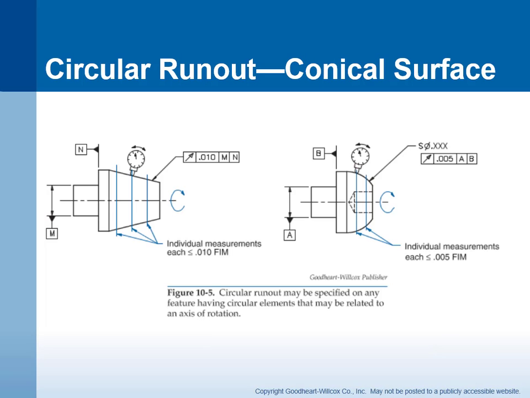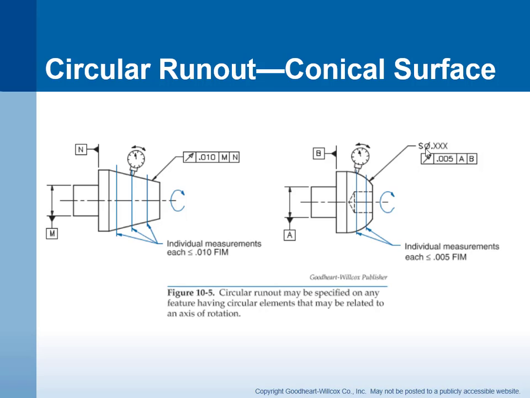Here's how we would check circular runout on a conical surface. We would chuck this up by datum M, and in this case we have two datums. We have to chuck it up by this diameter, and we also have to simulate the face here for datum N. Then we spin the part around. We put our indicator at one of these circular elements, spin the part all the way around, move it to the next element, spin it all the way around, get the full indicator movement, and then move it to the next element, spin it all the way around.